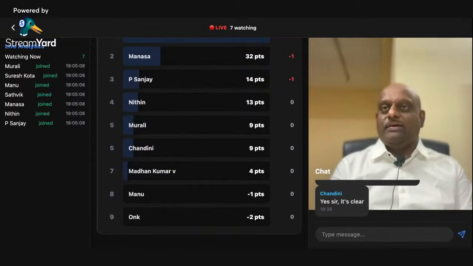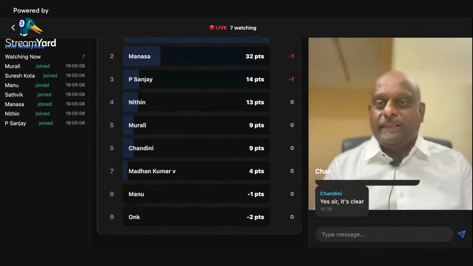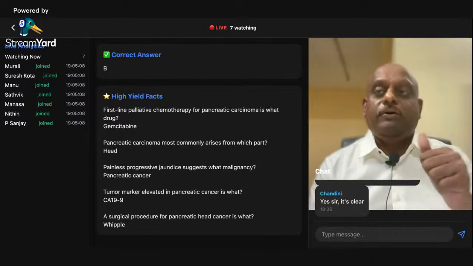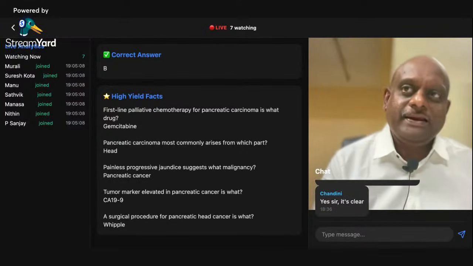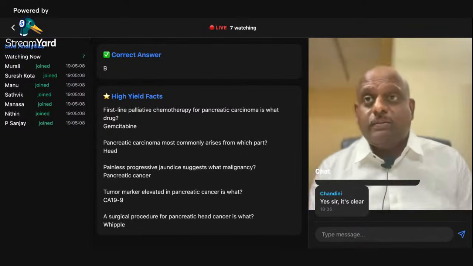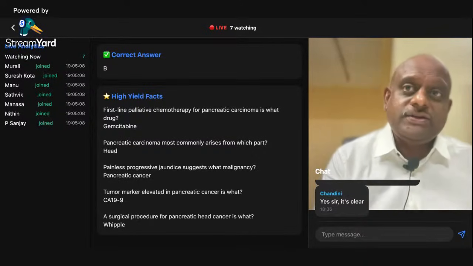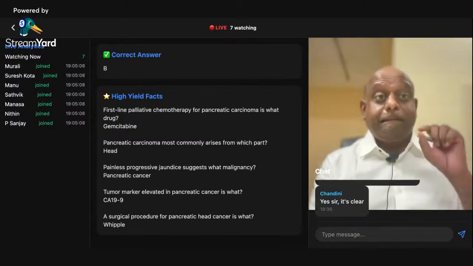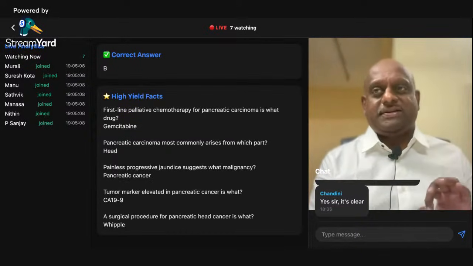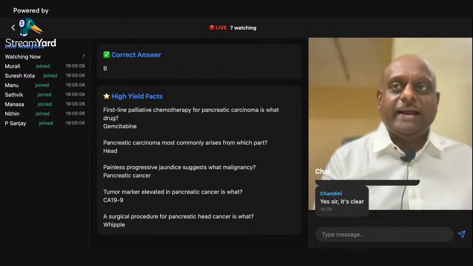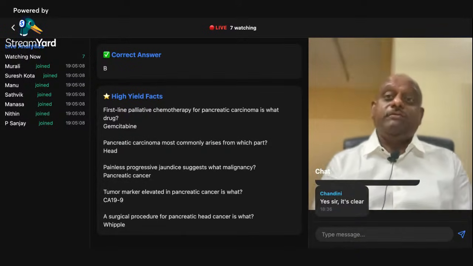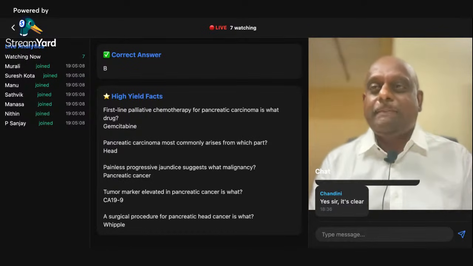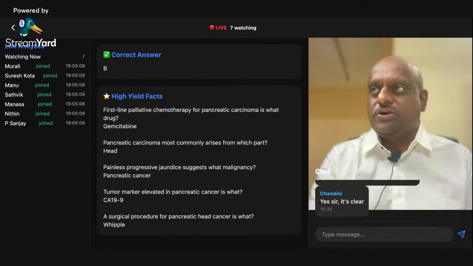Gemcitabine is the drug of choice for palliative treatment. So first line palliative chemotherapy of pancreatic carcinoma is gemcitabine. Pancreatic carcinoma most commonly comes from the head. CA19-9 is considered to be the tumor marker. A painless progressive jaundice is the hallmark of pancreatic cancer. And we do the Whipple's procedure, pancreaticoduodenectomy, to treat pancreatic head cancer, is what you should remember.